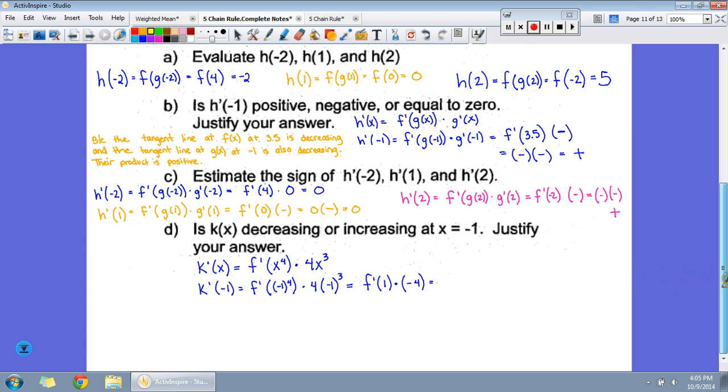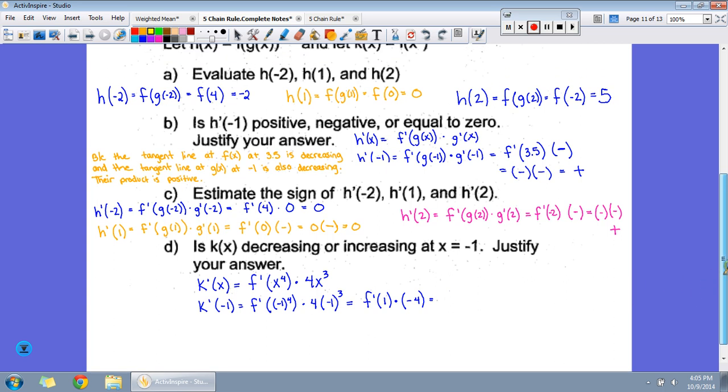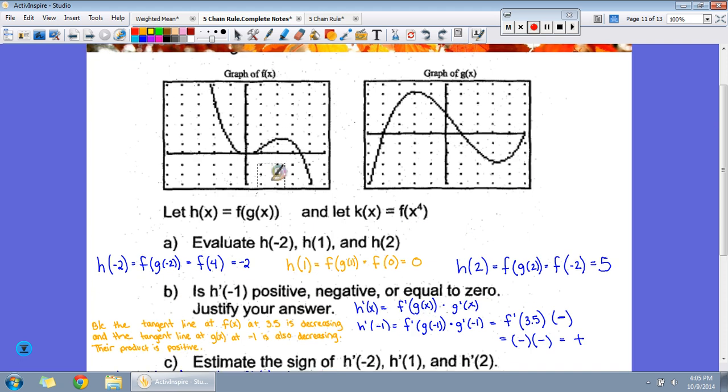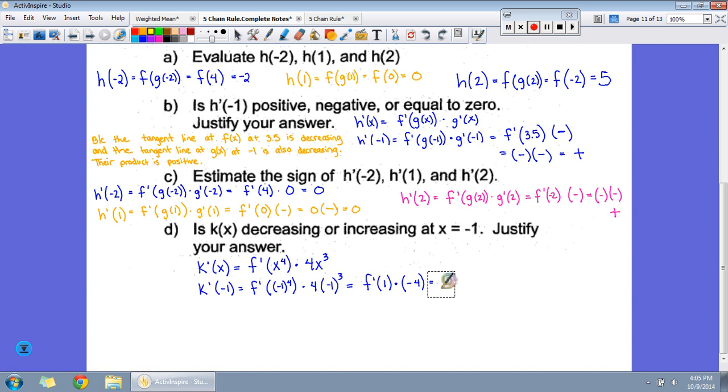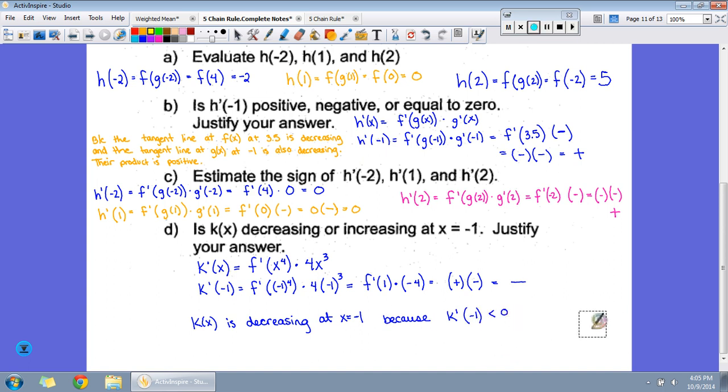So now we're going to go look at the slope at x equals 1 on the f graph. This is a positive number, function is increasing, so we have a positive number times a negative number, which is a negative. So k of x is decreasing at x equals -1 because k prime at -1 is less than 0.